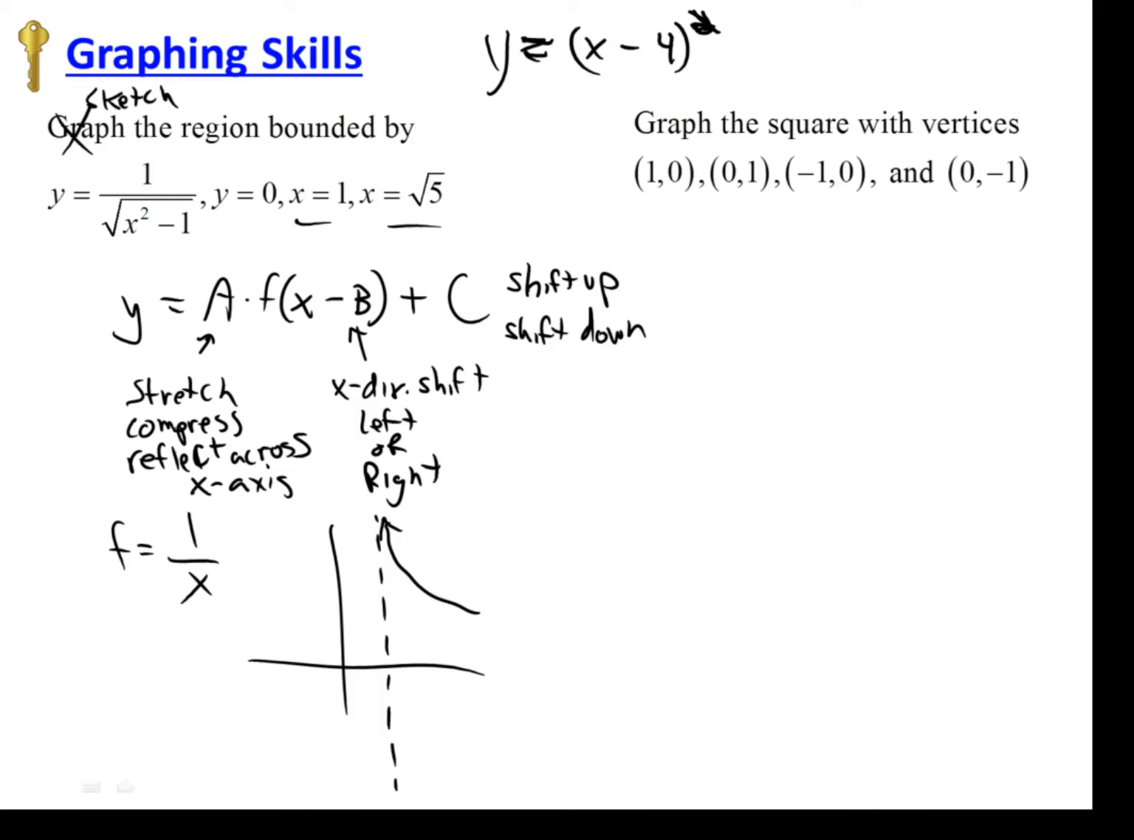Stop when x is 5. Just mark it off. That x equals 5 is a vertical line. X equals 1 is a vertical line. And then y equals 0, what's that? More commonly known as the x-axis. Every point on the x-axis has y equals 0. Okay, so there's your region.